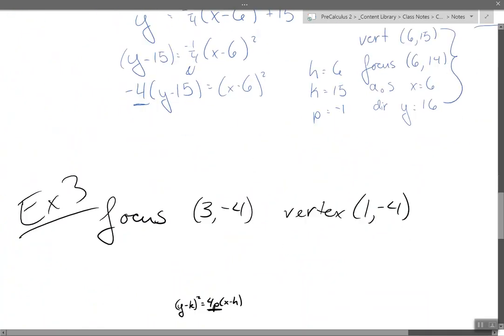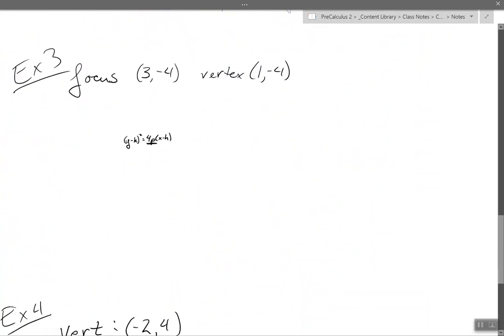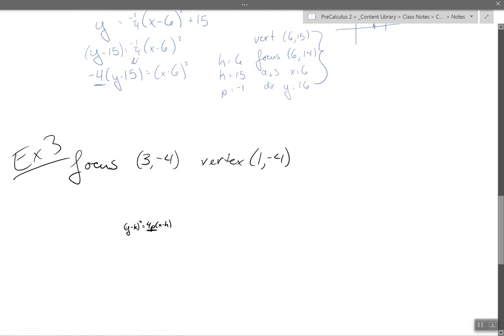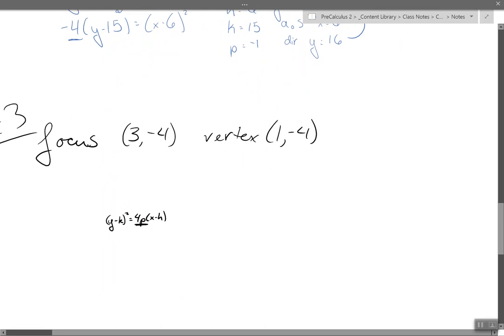Okay, we have one last example here, and the example doesn't even give us an equation. They give us the focus and the vertex. That's all they give us. Oh, we have two more examples, excuse me. So there is not a lot to go on here, seemingly, but we actually have everything we need right from these two points. What I would suggest doing is very quickly graphing these to see their orientation.